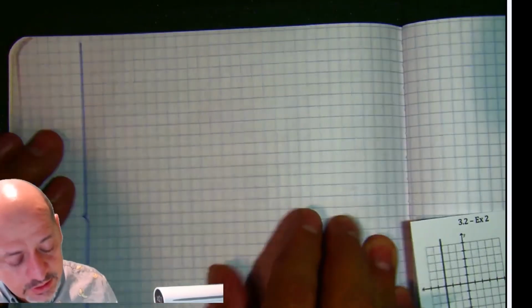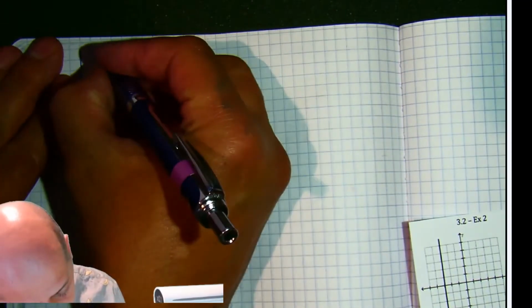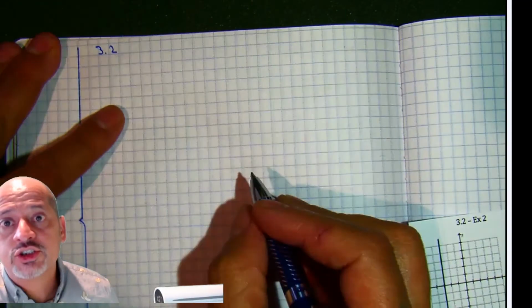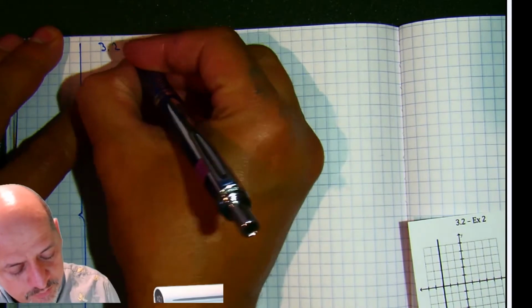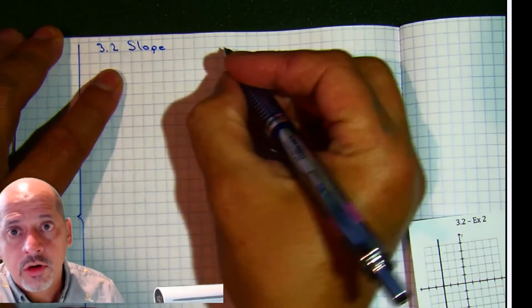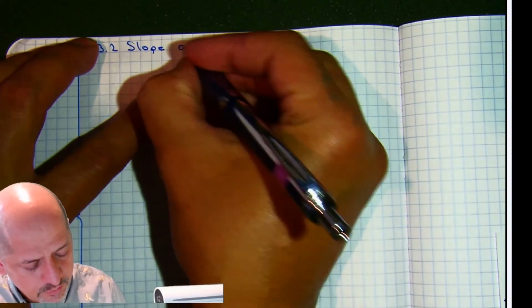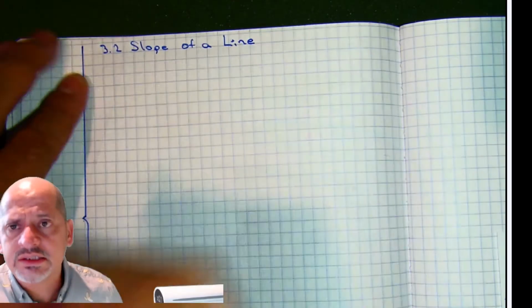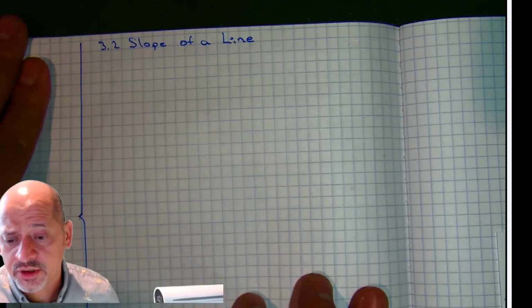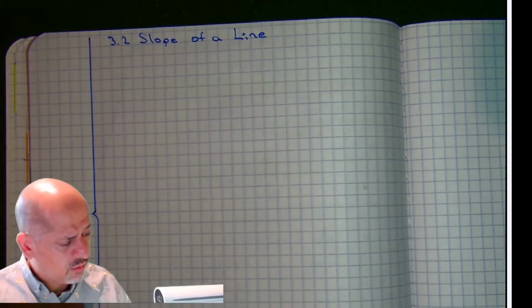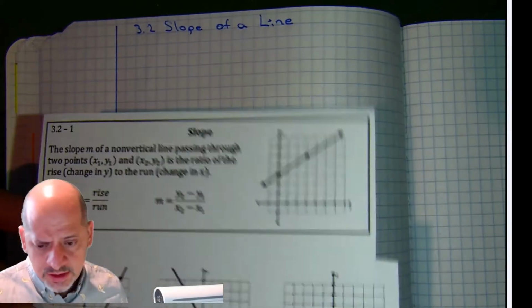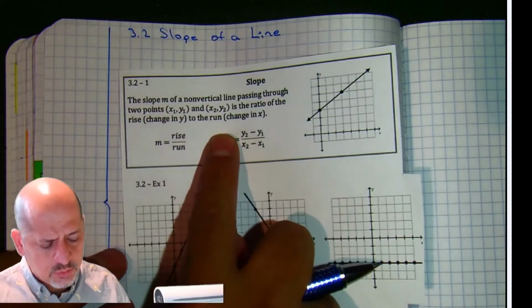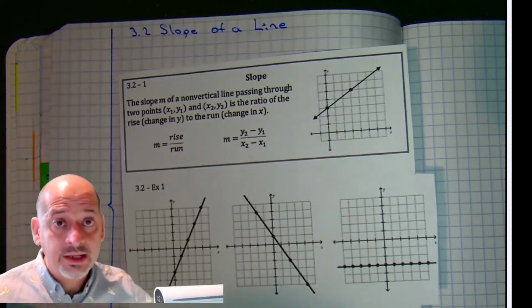The notes for today is section 3.2, slope of a line. Overlay. And you covered this last year. So these are concepts that you learned last year. Now, we are going to place cutout 1 and 2 right next to each other.